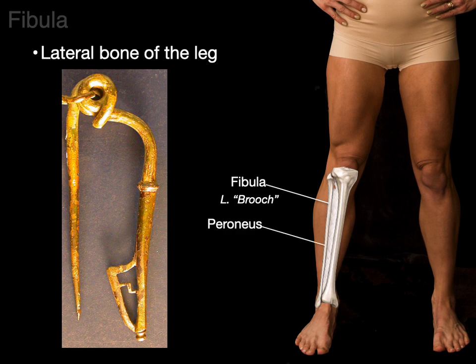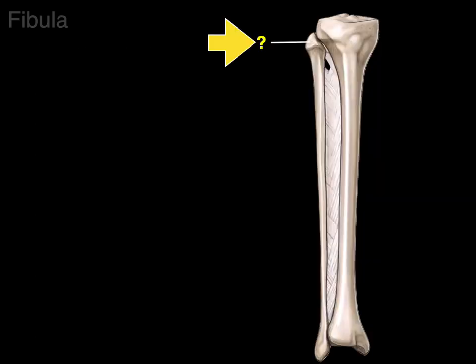But we also see this word peroneus, which is Greek for brooch. So whenever we talk about the fibula, you will hear these two terms, the fibularis longus or the peroneus longus, the common fibular nerve or the common peroneal nerve. They're basically saying the same thing. One's using Latin, one's using Greek.